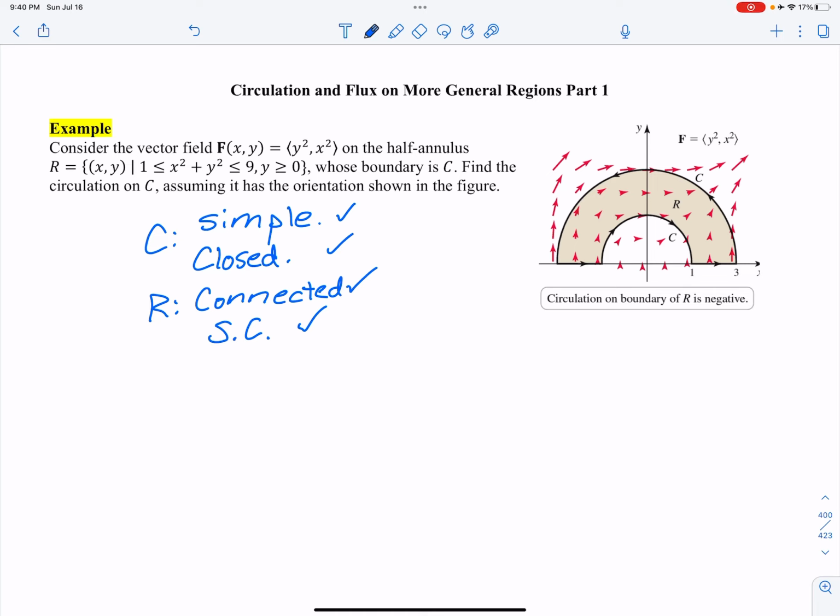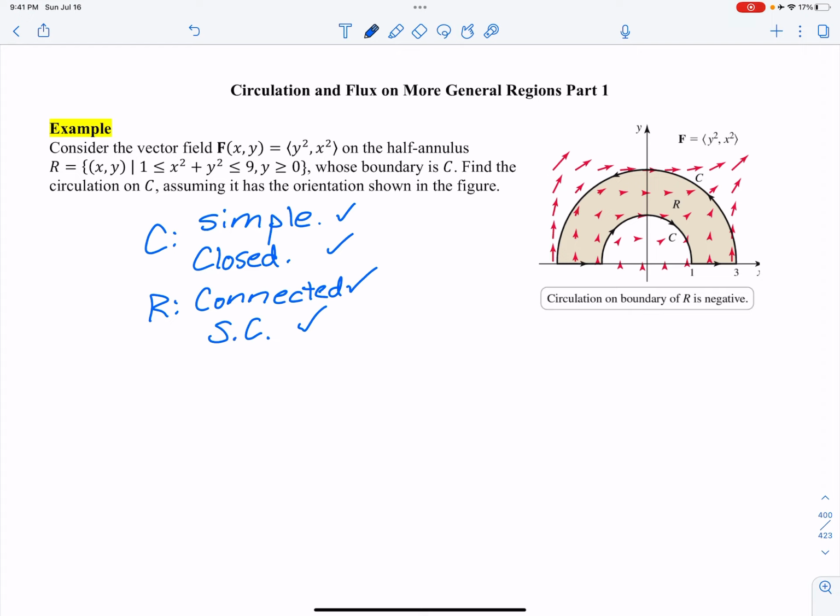Now, remember what circulation means. This is how much of the vector field is applying to the tangent unit vector, and what that means is how much headwind or tailwind we have. If it's positive, we have a lot of tailwind. If it's negative, we have a lot of headwind. If it's zero, we don't have any force pushing us forward or back based off the vector field, meaning it would be orthogonal, and that would apply to flux.